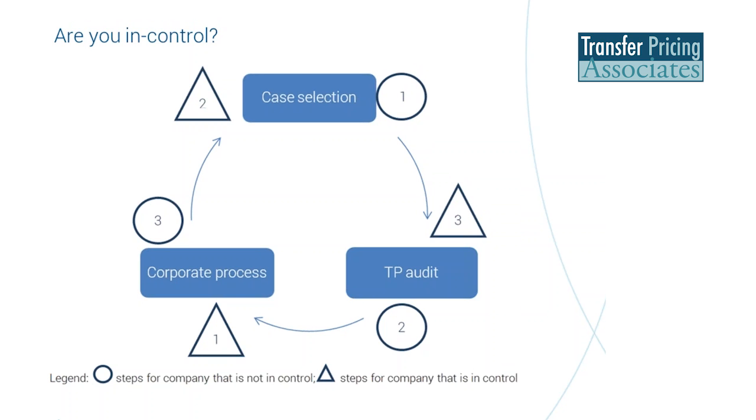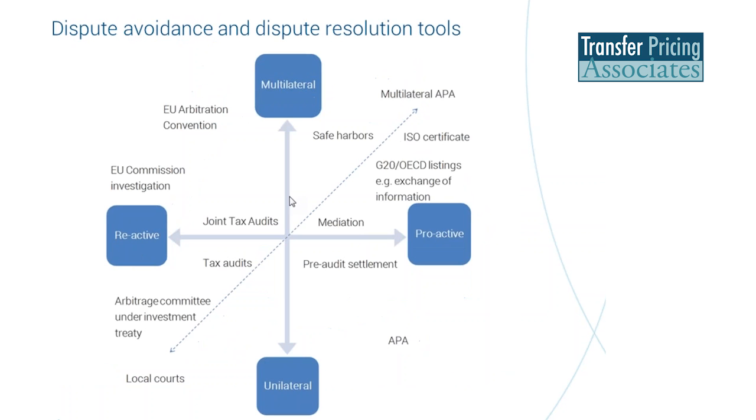We move to slide 7. Dispute avoidance and dispute resolution tools. This picture shows various options to be used in order to prevent or resolve disputes with tax authorities. Unilateral proactive. This category refers to dispute avoidance measures that can be unilaterally pursued by the taxpayer, such as completion of all transfer pricing documentation, proving the existence of arm's length prices for all intercompany transactions, pre-audit settlements with the tax authorities, APAs, etc.